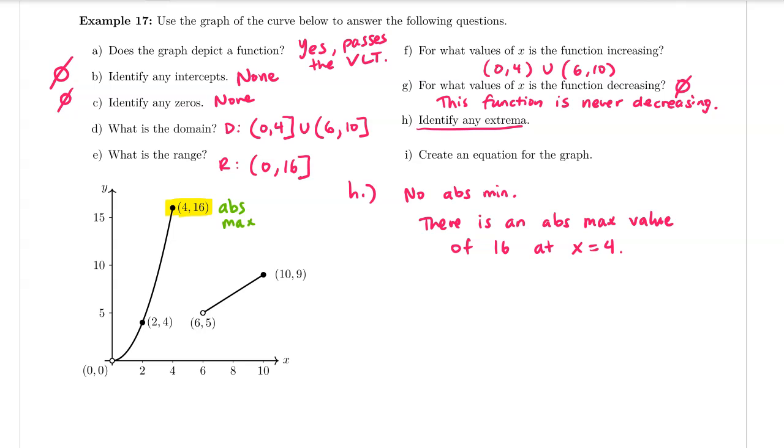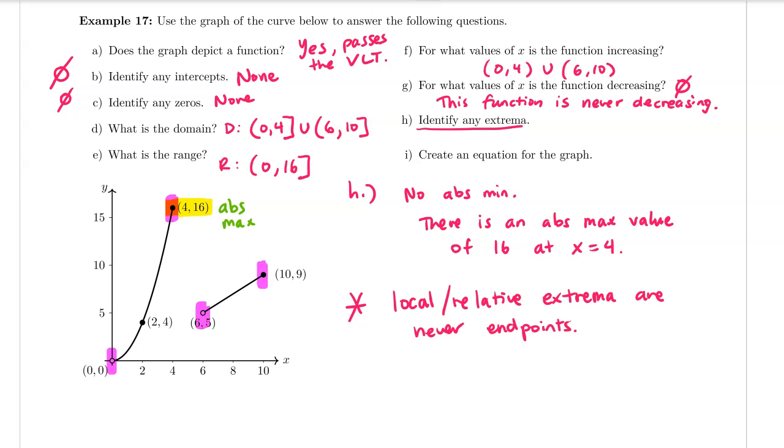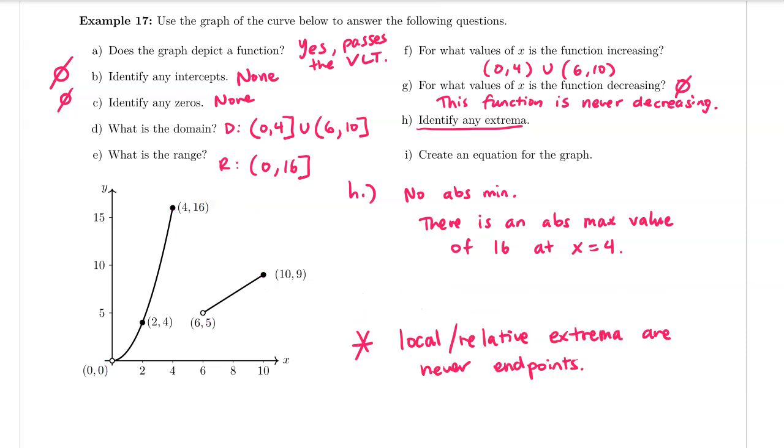One thing to note about local or relative extrema is that local/relative extrema are never endpoints. So be careful about that, and I'm going to highlight on my graph. These are all endpoints, and so they do not have the ability to be a local maximum or a local minimum. So that's something important to know. Again, local/relative extrema are never endpoints. So for that reason, in this particular case, there are no relative extrema for this function.